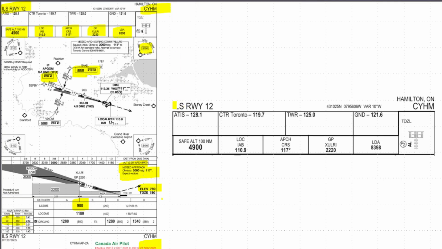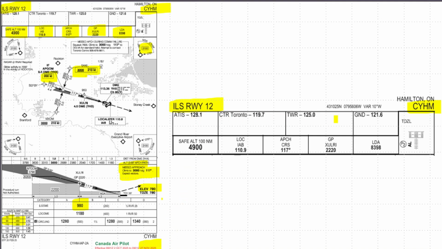So first of all, naming the approach, ILS runway 12, that's important. You want to make sure you're actually doing the correct approach. And then airport, you want to make sure you're doing it for the correct airport. The next thing I mentioned that's not on this part of the zoomed in section is the date until which this approach is effective. You can still kind of see it down here, but we'll get to that a little later. But it's really important to mention that. You want to make sure that your approach plate is up to date.